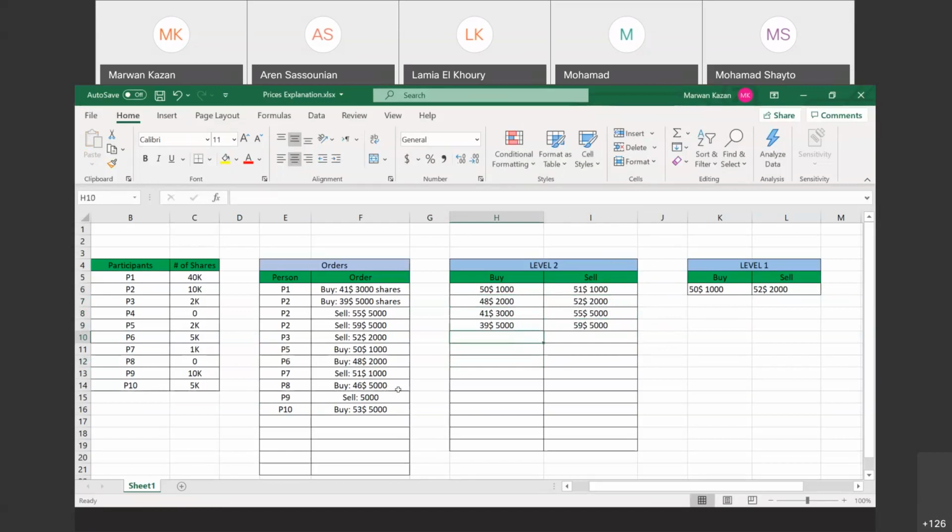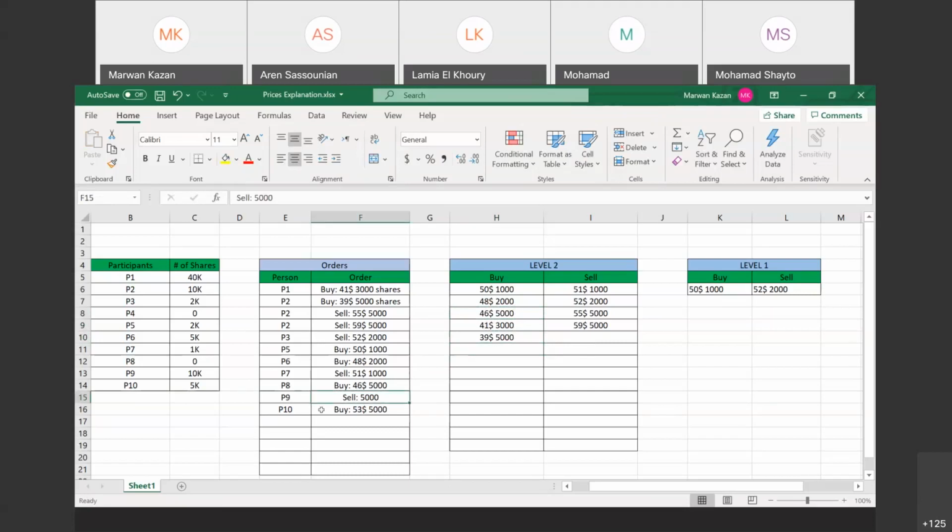understanding. Now, P8, person 8 wants to buy at $46. So it's gonna be between these two. $46, 5,000 shares. Okay.